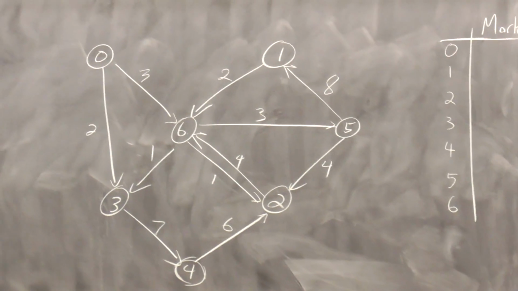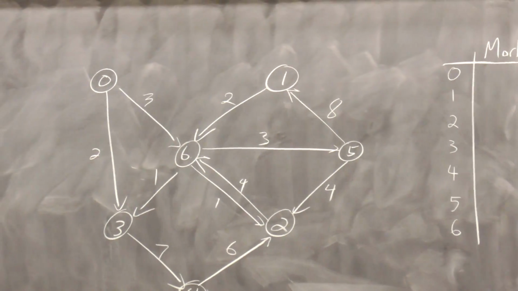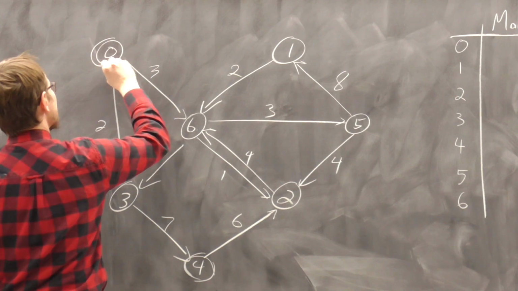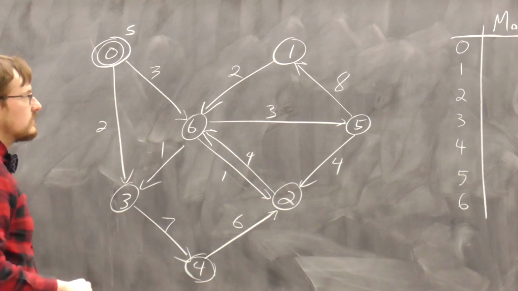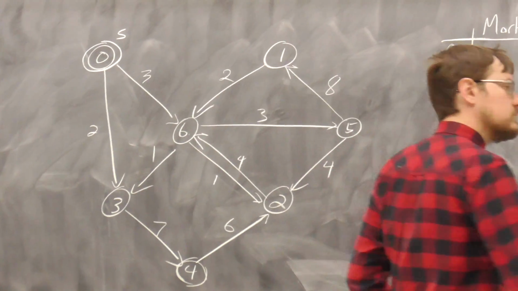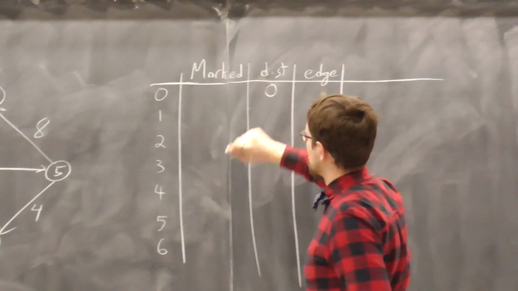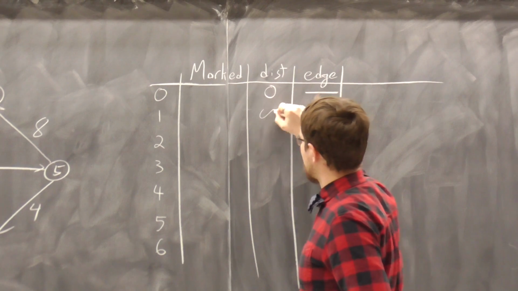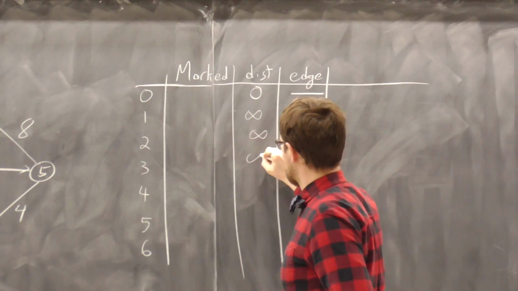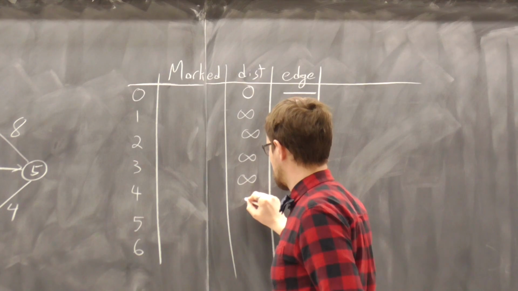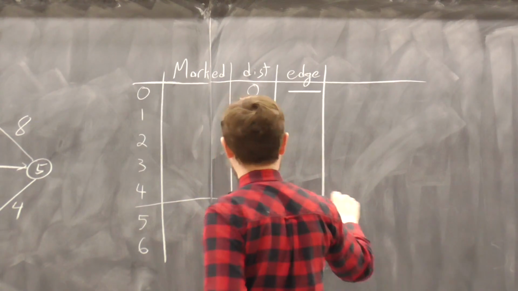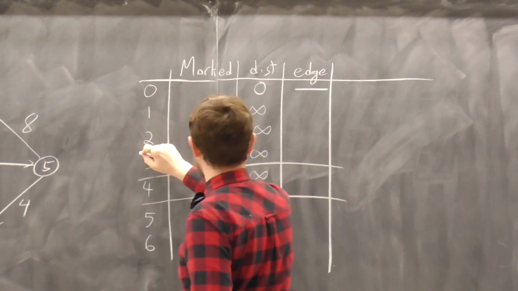Give me a node, any node. 0. That's boring, but okay. So this will be our source. Distance to the source, 0. Edge, nothing. Everything else, currently, infinity.